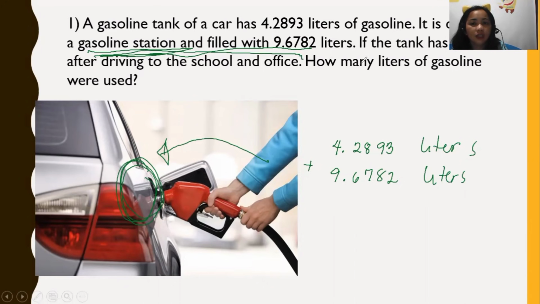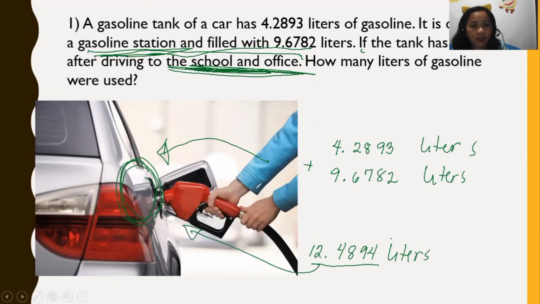And then, nung makarating daw siya ng school at office, after driving to the school and the office, ang natira na lang is 12 and 4,894 liters na lang ang natira. Or yung laman ng tangke. The question is, how many liters of gasoline were used? Gaano kadami yung nagamit na gasolina ng kotse.